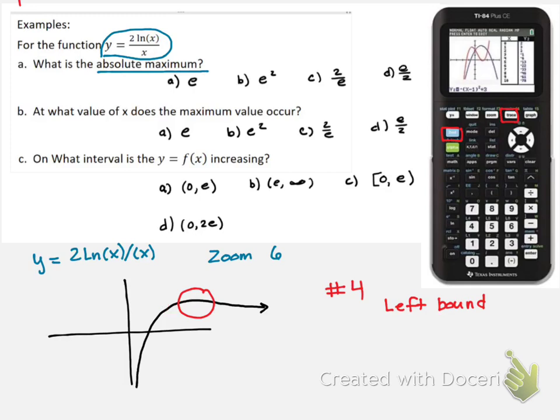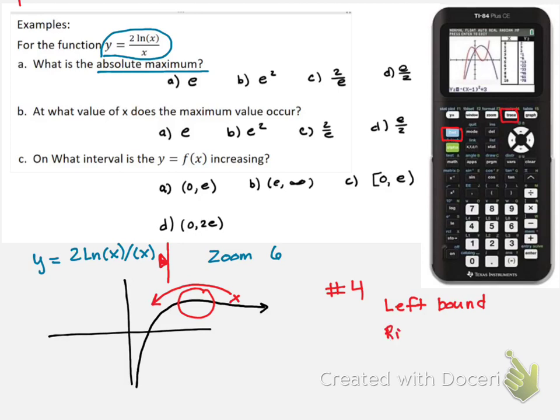What you're going to need to do is arrow this cursor. Let's say it shows up over here. You're going to need to arrow that cursor over so that it's definitely left of where you think the maximum is, and then you'll hit enter. When you do that, you're going to get a little arrow that comes up on your calculator screen. That arrow is telling you that it's going to check for all maximums to the right of this value.